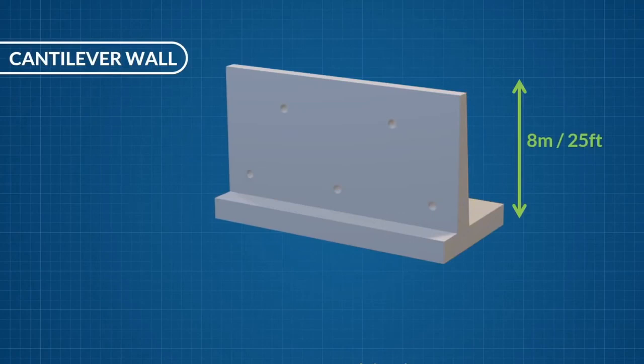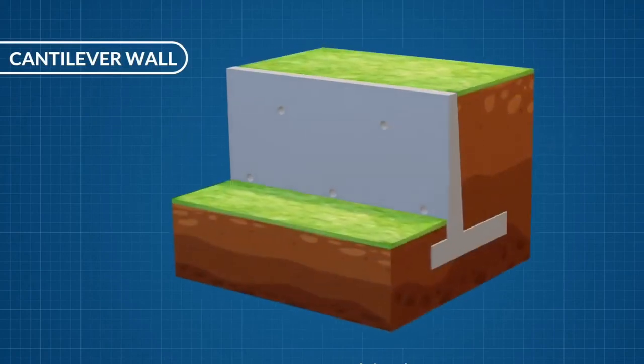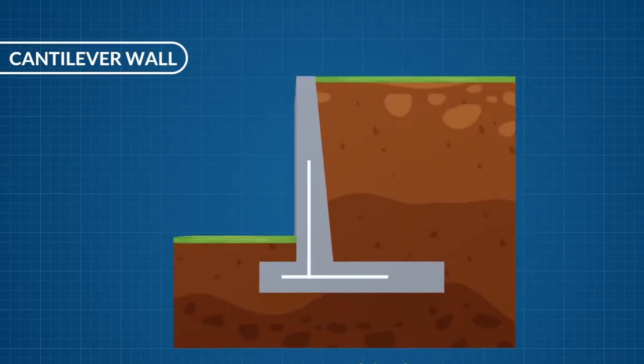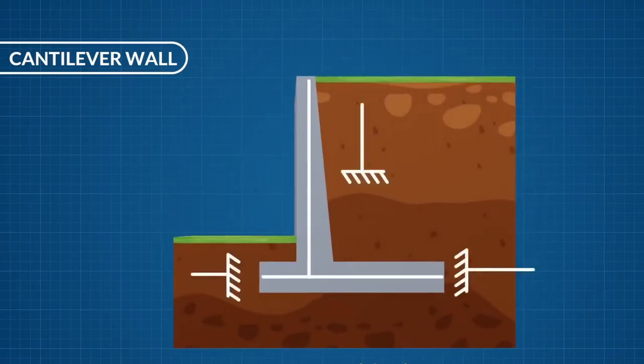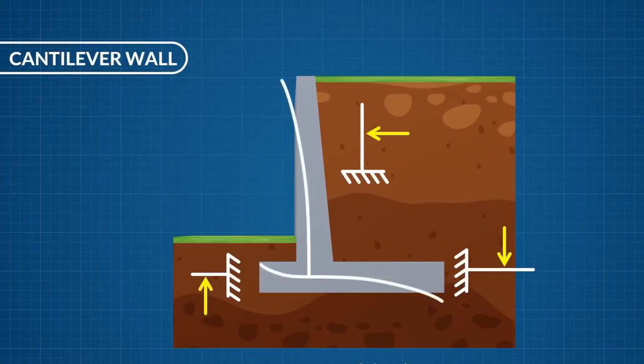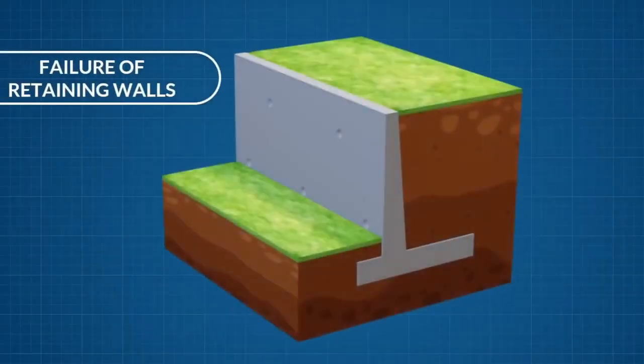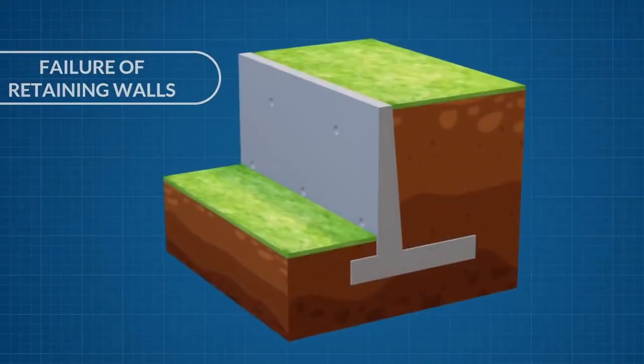For this type of wall, the stem, toe and heel act as one-way cantilever slabs. The stem acts as a vertical cantilever under the lateral earth pressure. The heel acts as a horizontal cantilever under the action of net weight of retained earth. The toe acts as a horizontal cantilever under the action of net soil pressure. Here you can see the deformed shape of the wall under these combined forces. Let's look now at the failure modes of retaining walls.